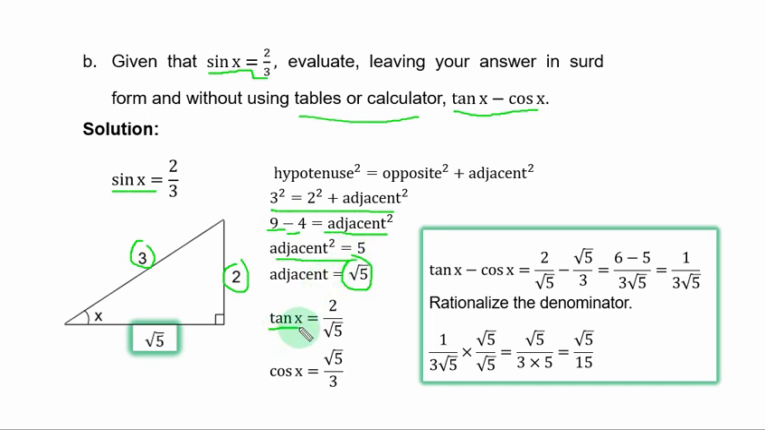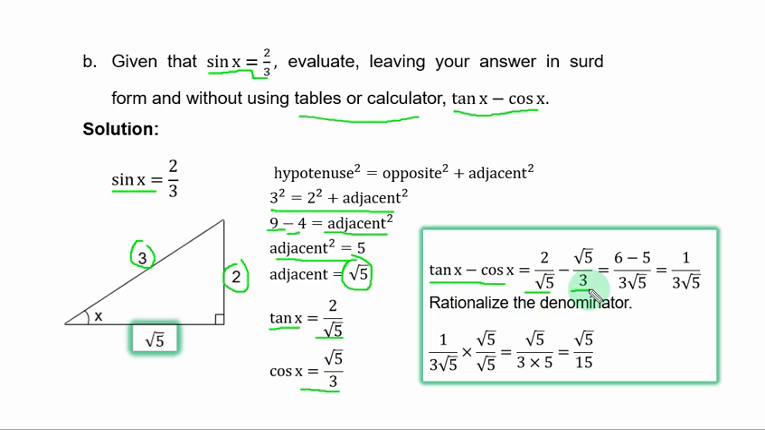Now tan s is opposite over adjacent. You have 2 over root 5. Cos s is adjacent over hypotenuse. That is root 5 over 3. Now you can evaluate tan s minus cos s. This is tan s minus cos s.